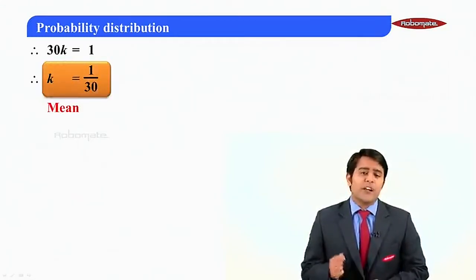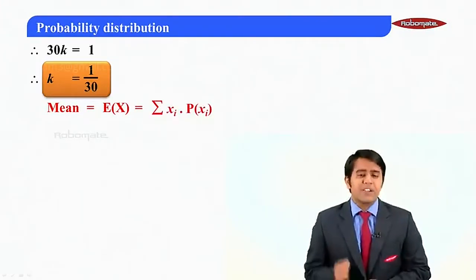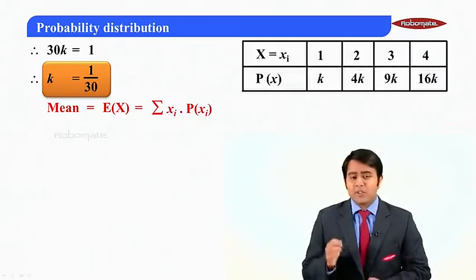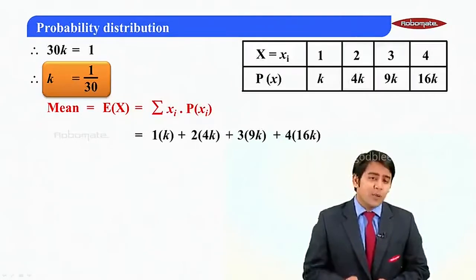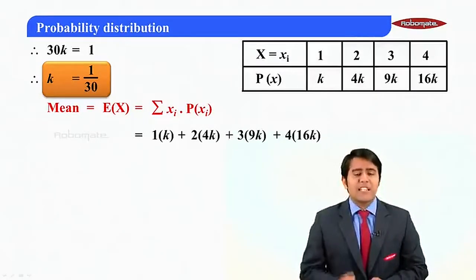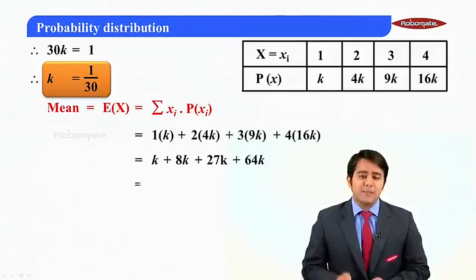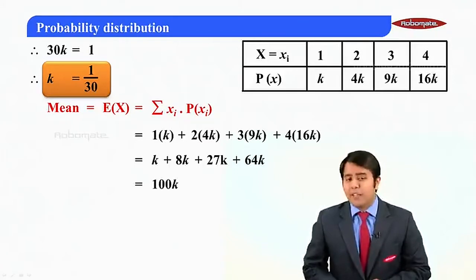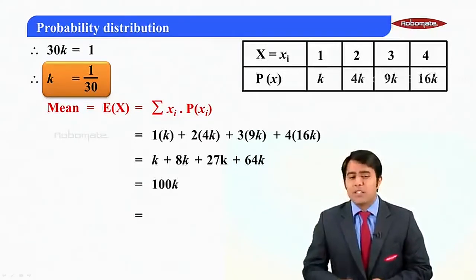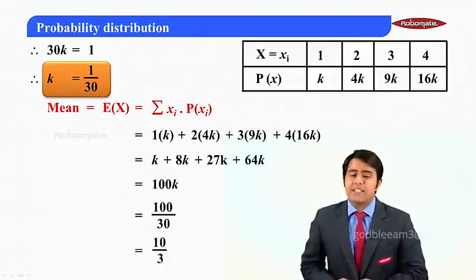Let us move further to find out the mean. To find the mean, that is E of x, we require summation of xi into p of xi. So this is the table which we have. From this we will substitute the values. The value will be 1 into k plus 2 into 4k plus 3 into 9k plus 4 into 16k. On adding these, the terms will be k plus 8k plus 27k plus 64k, which is 100k. Now the value of k is known to us, which is 1 by 30. So on substituting the value of k, the mean will be 100 upon 30, which is nothing but 10 by 3.